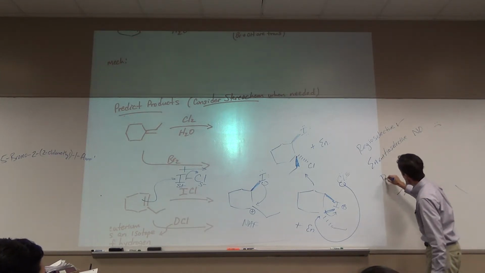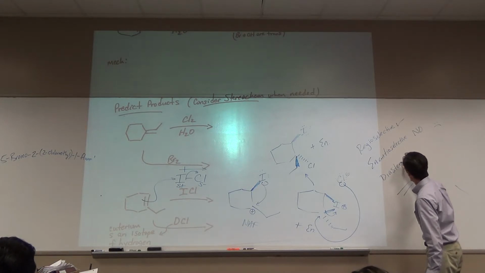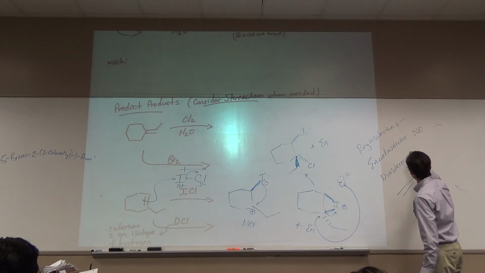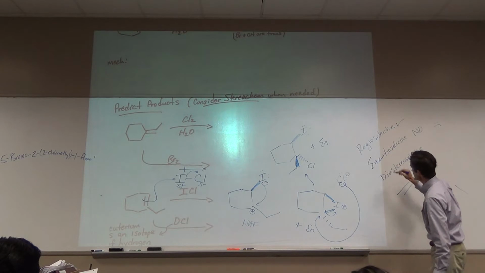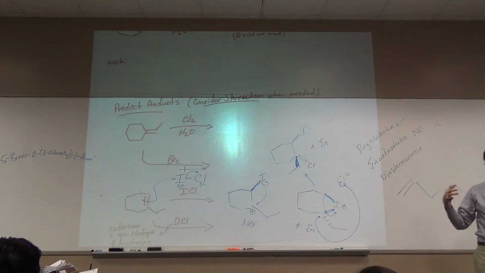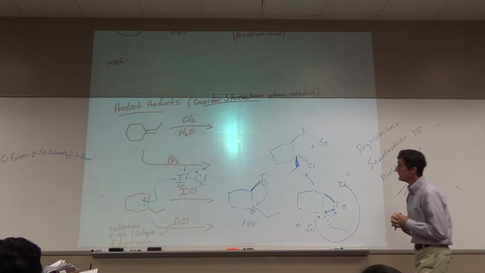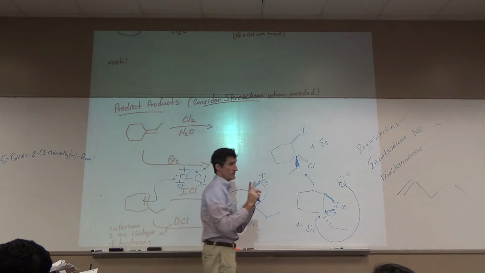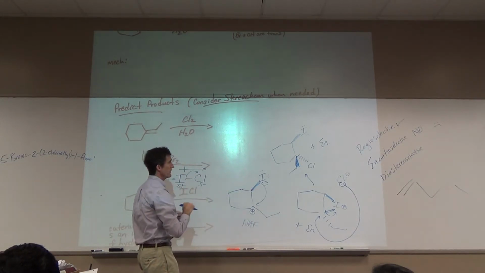What about diastereoselective? That's a mouthful. What does that mean? One diastereomer over another. Now, it's easier when we do erythro-threo because we haven't really done this.